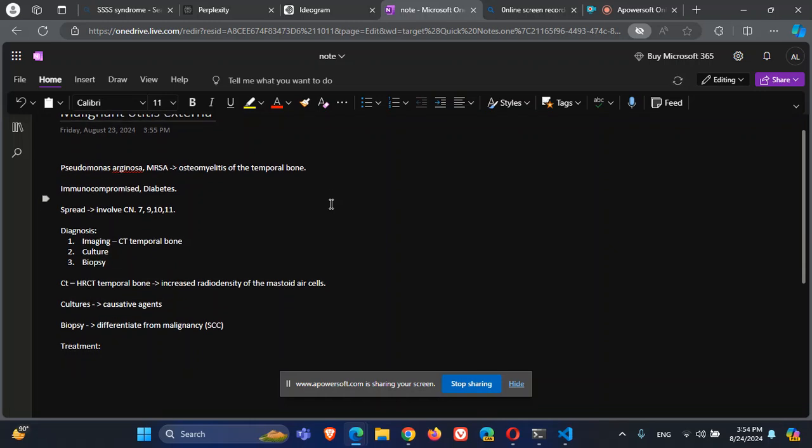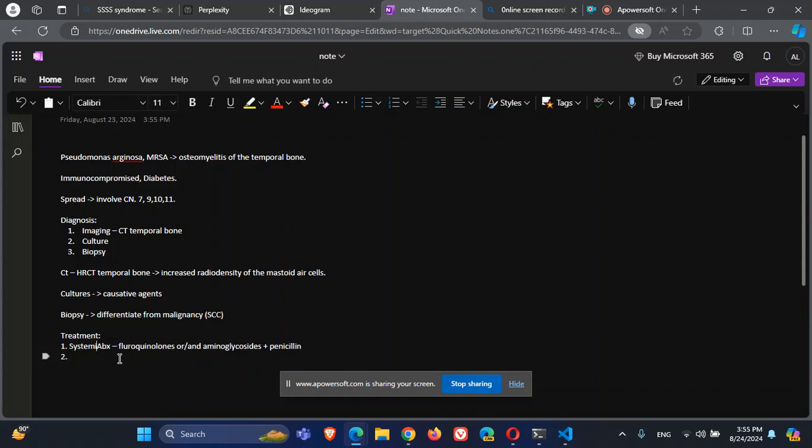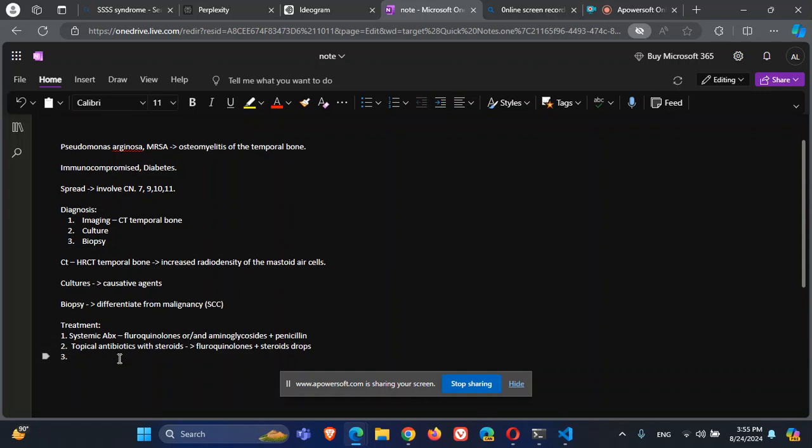Now, when we are talking about treatment of this process, we're talking about, one, antibiotics, typically fluoroquinolones. Remember that fluoroquinolones can penetrate bone. And if you want, aminoglycosides with penicillin or semi-synthetic penicillin. Those are the systemic antibiotics. The second option is that we also use topical antibiotics with steroids, like fluoroquinolone with steroid drops in the ear. Rarely, surgical treatment is needed.